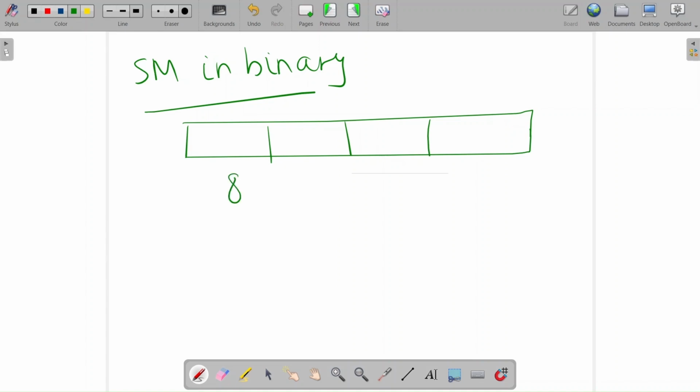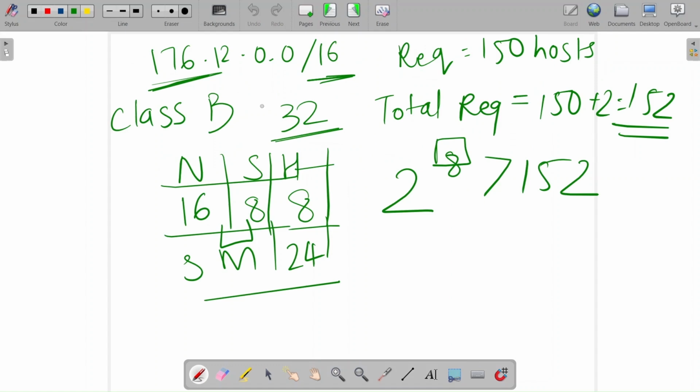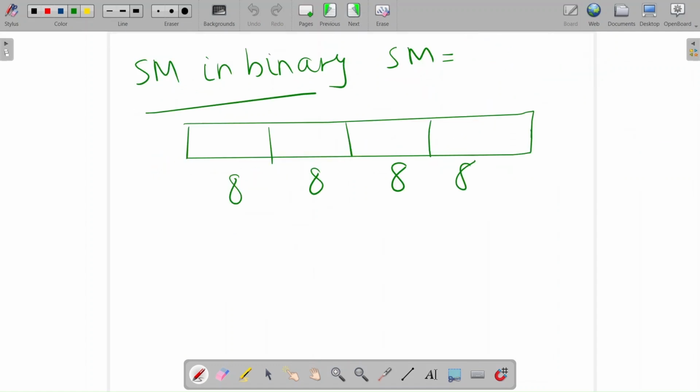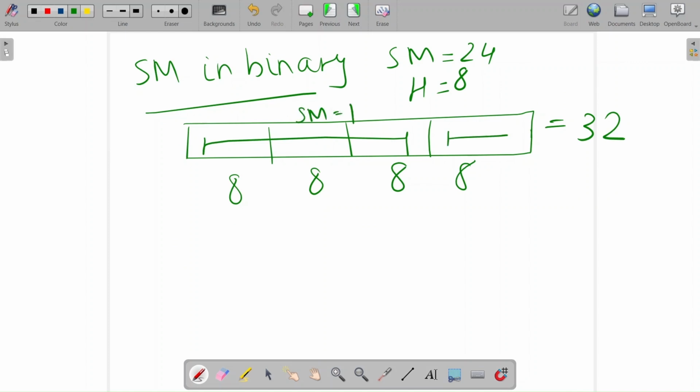Great, I divided it 8, 8, 8. Now, if you go back into the table of this question, you will find the subnet mask is 24, and the host bits are 8, because obviously 24 plus 8 should give you 32. This is how we're going to represent it. So perfect, right? All of this is subnet, all of this is 1, and all of this is 0. So there'll be 1, 2, 3, 4, 5, 6, 7, 8 zeros.